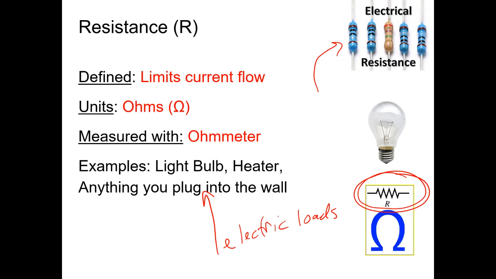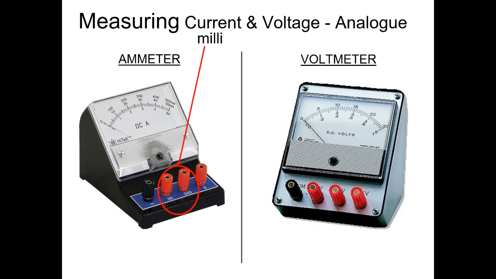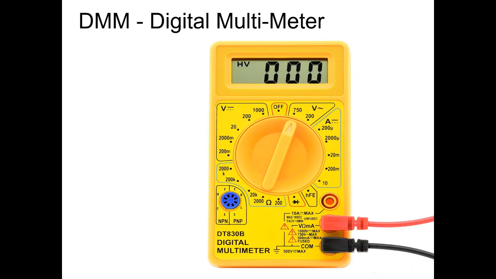Okay, so then let's talk about some tools that we use to measure these things. Here are the analog versions of how we would measure both current and voltage in a circuit. Okay, here is a digital multimeter. This is a pretty common tool that electricians or DIYers around the house use to analyze circuits.